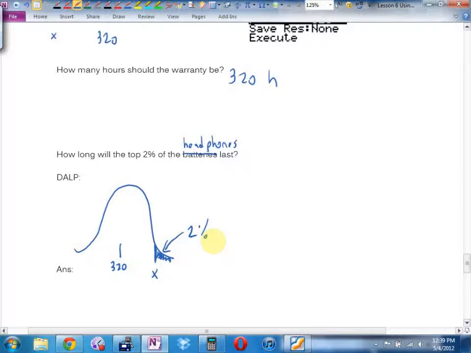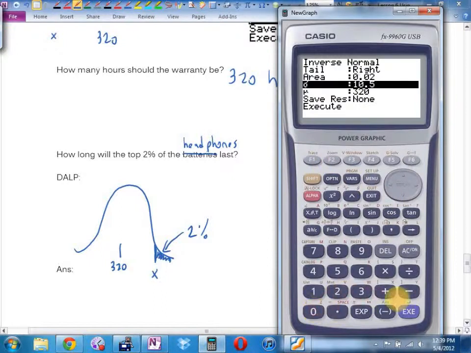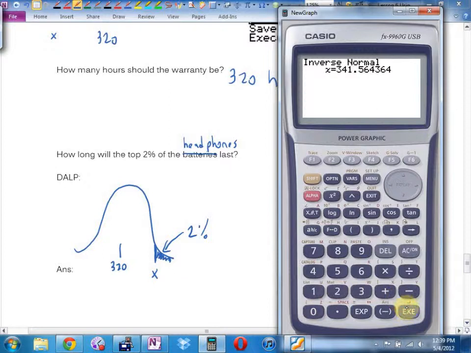By the way, are you guys starting to see why I've said drawing this picture takes one second, but it really makes things clearer? Because now you're like, oh, to the right or to the left? To the right! Find the x value when you have a mean of 320, a 2% area to the right, and a standard deviation of whatever I said it was. I got that all in here, actually. I want to go to the right. The area is 0.02. The top 2% of the headphones will last for 341.6 hours.